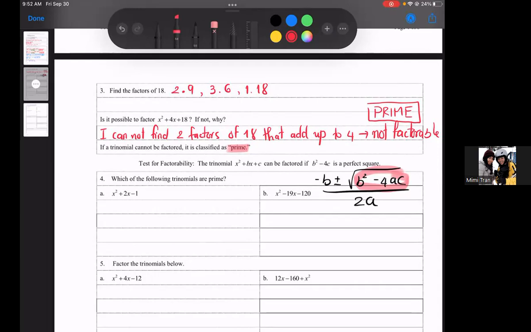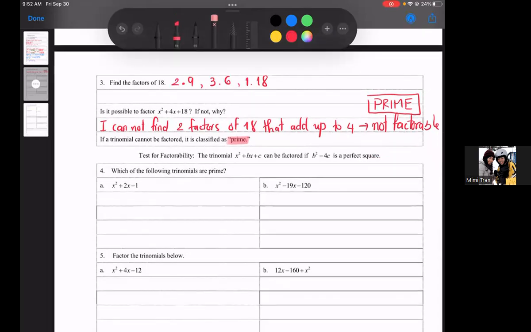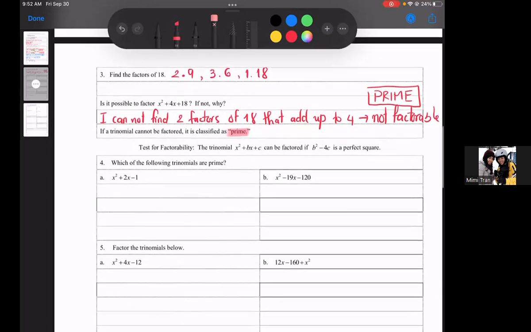What does that mean? That means when I plug in a, b, and c under the root here, it should be something I can take a square root of, like 900, right? 25, things like that. So it's called a perfect square. Okay, let's do this. B squared minus 4ac. Let's list it out. What is a in this problem? A is 1, right? B is 2, and c is negative 1.